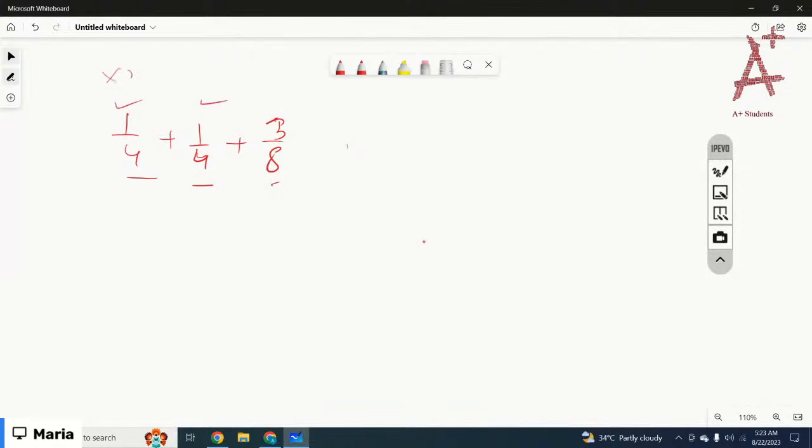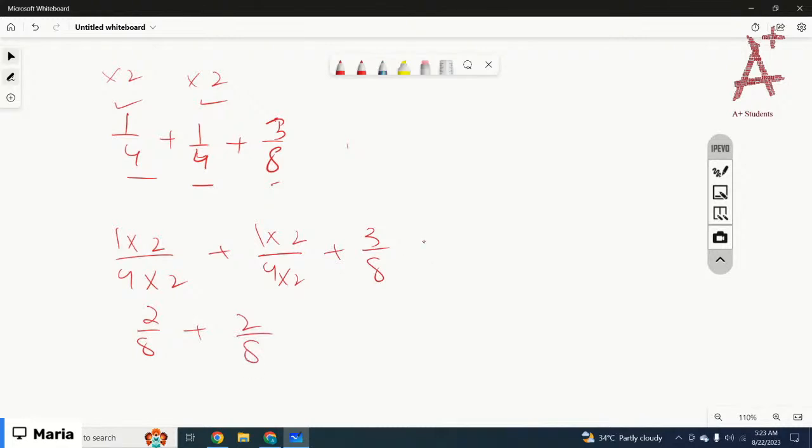You have to multiply both of the fractions by 2. It would be 1 times 2 over 4 times 2, 1 times 2 over 4 times 2, and plus 3 over 8, right? So it would be 2 over 8 plus 2 over 8 plus 3 over 8, right? So when you add them, it makes 3 and 2, 5 and 2, 7. It would be 7 over 8. The correct option is 7 over 8, right?